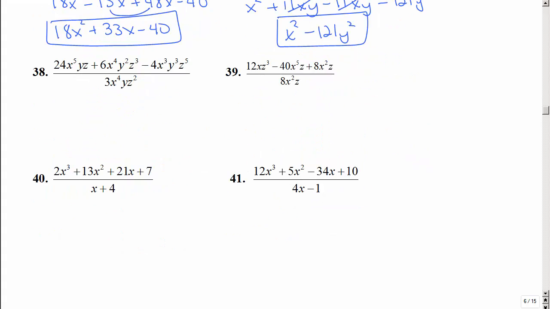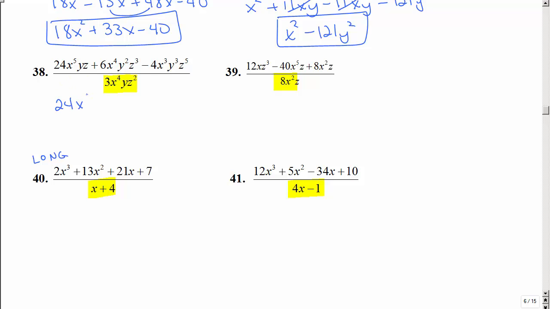Now we're going to look at division. We're either dividing by a monomial or by a binomial. If it's by a binomial, you have to use long division. If it's a monomial, you can just separate them into different fractions.